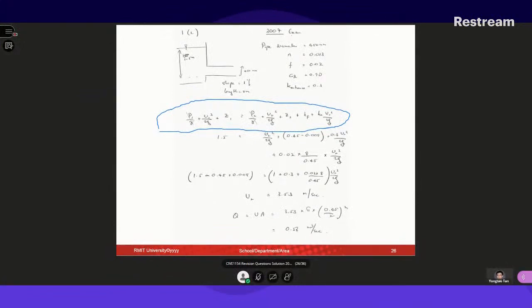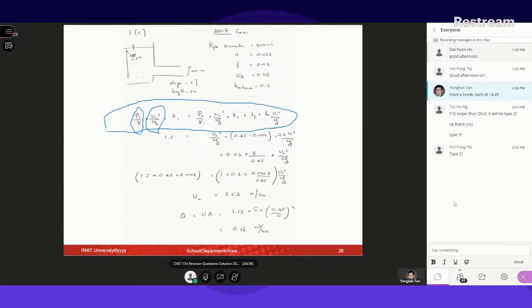Okay, the first one is the pressure energy. P represents pressure energy. And V square over 2g, what is this energy? Anyone know that? So this is kinetic energy. So this is the kinetic energy. I will tap you the 3 energies.